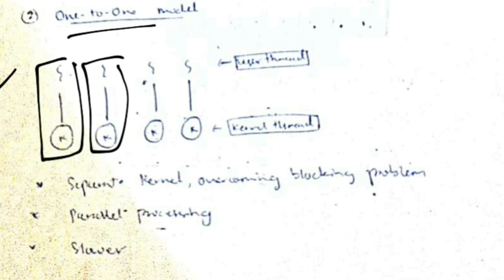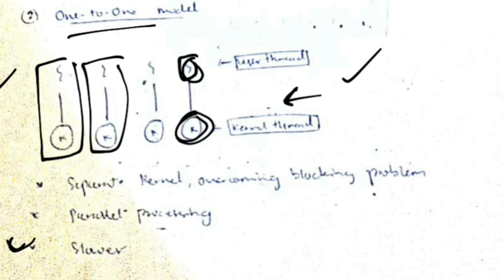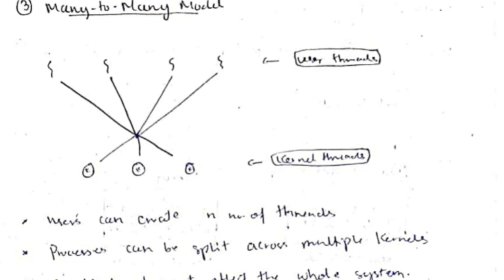But the disadvantage is that it is slower, because time will be taken to allocate which thread will be having which kernel. Okay, so the time is being used in allocating those resources, so it's comparatively slower. The last one is many to many model.